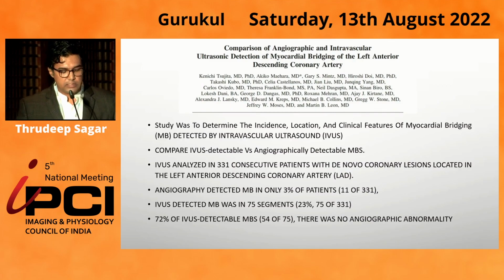One of the studies that has shown the importance of myocardial bridge and the comparison between angiogram as well as IVUS in the left anterior descending artery was from Columbia University. It aimed to determine the incidence, location, and clinical features of myocardial bridge detected by IVUS and compare with the angiographically detectable myocardial bridge. IVUS analyzed about 331 consecutive patients with de novo coronary lesions located in the LAD. Angiographically, myocardial bridge was detected in only 3% of cases, while IVUS detected it in about 23%, and in 72% of the IVUS-detectable myocardial bridges, there were no significant angiographic abnormalities.